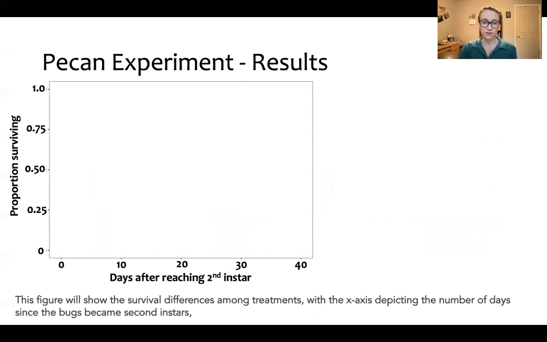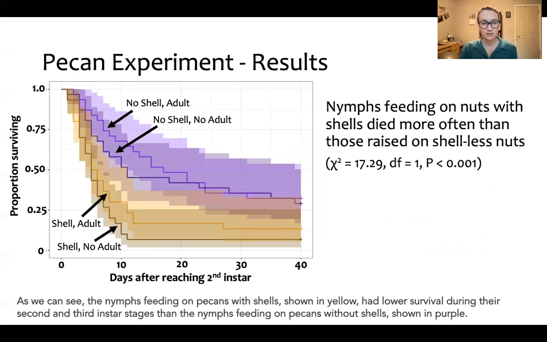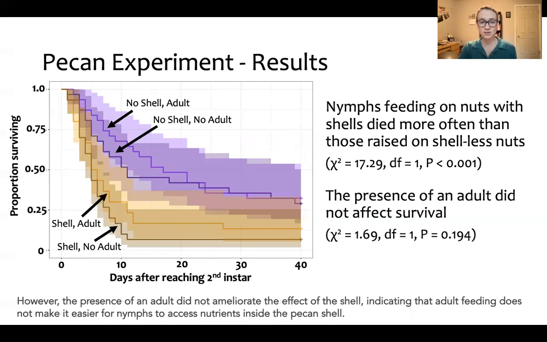This figure will show the survival differences among treatments, with the x-axis depicting the number of days since the bugs became second instars, which is the developmental stage at which they begin feeding, and the y-axis depicting the proportion of bugs surviving. As we can see, the nymphs feeding on pecans with shells, shown in yellow, had lower survival during their second and third instar stages than the nymphs feeding on pecans without shells, shown in purple. However, the presence of an adult did not ameliorate the effect of the shell, indicating that adult feeding does not make it easier for nymphs to access nutrients inside the pecan shell.